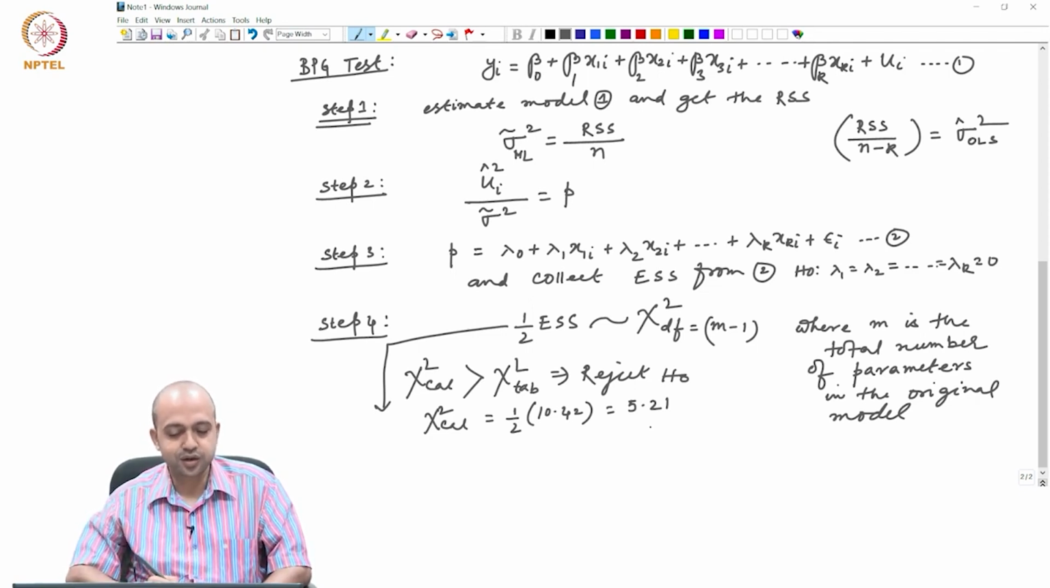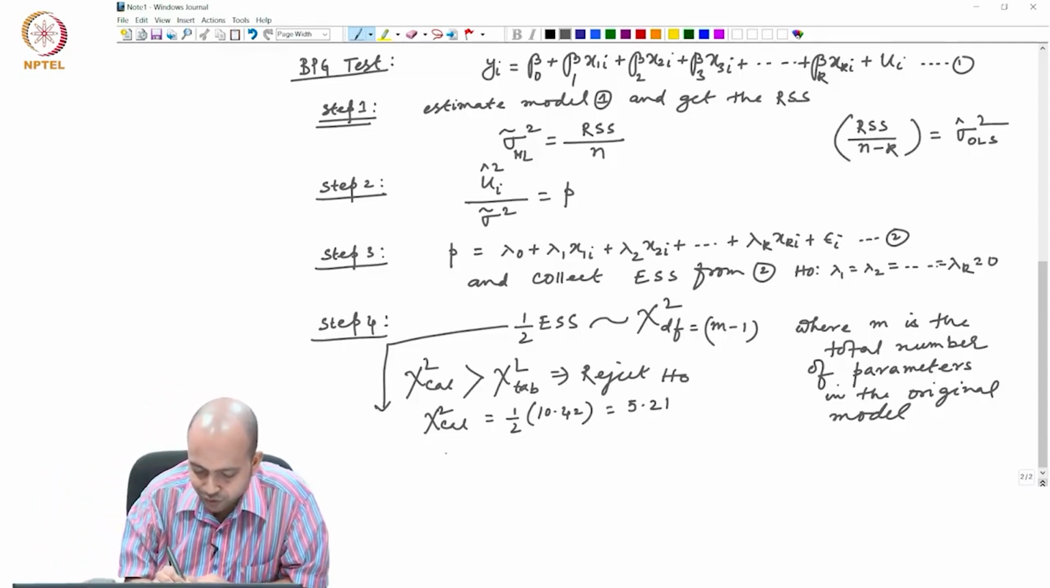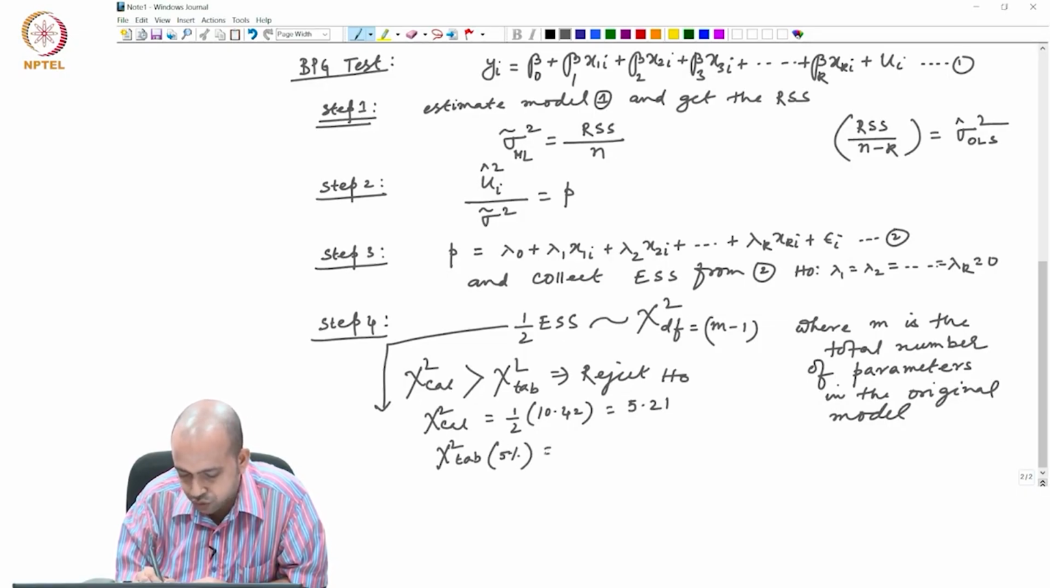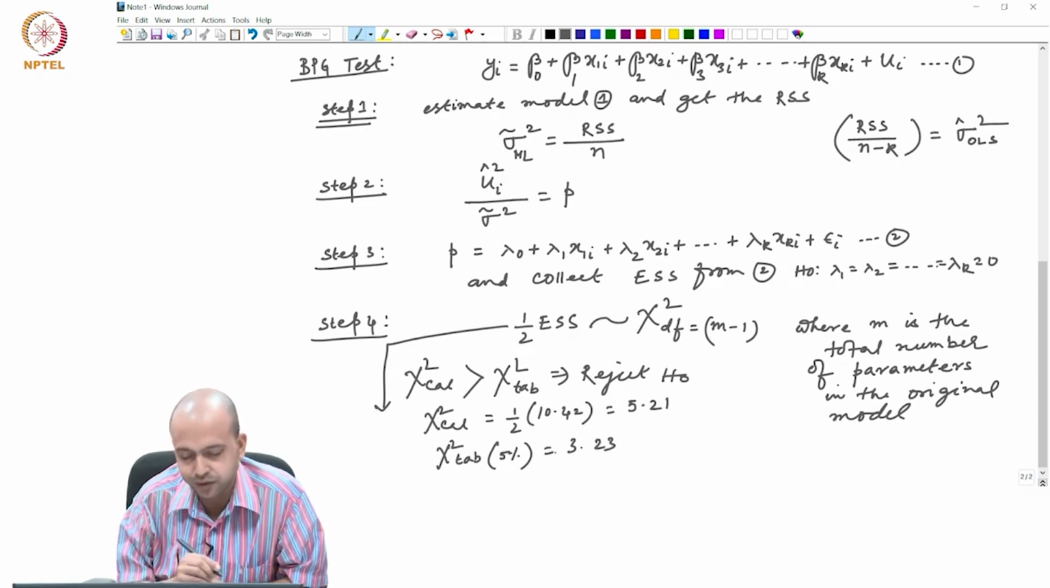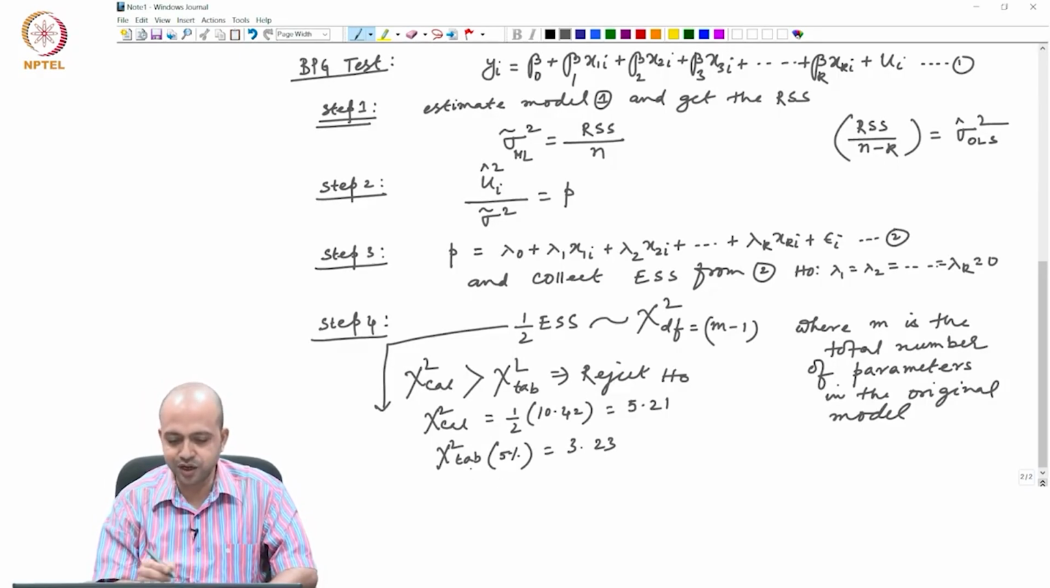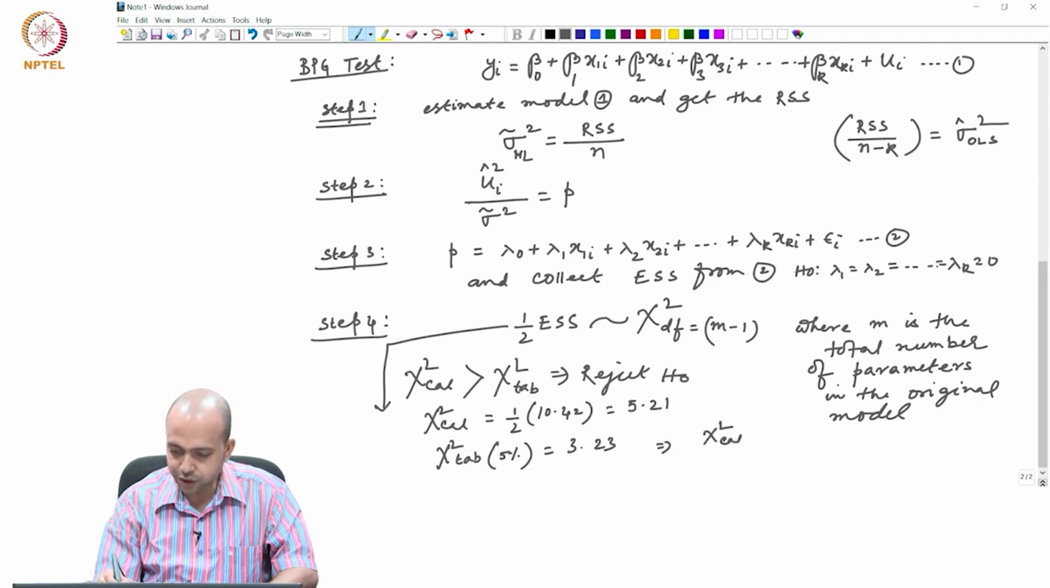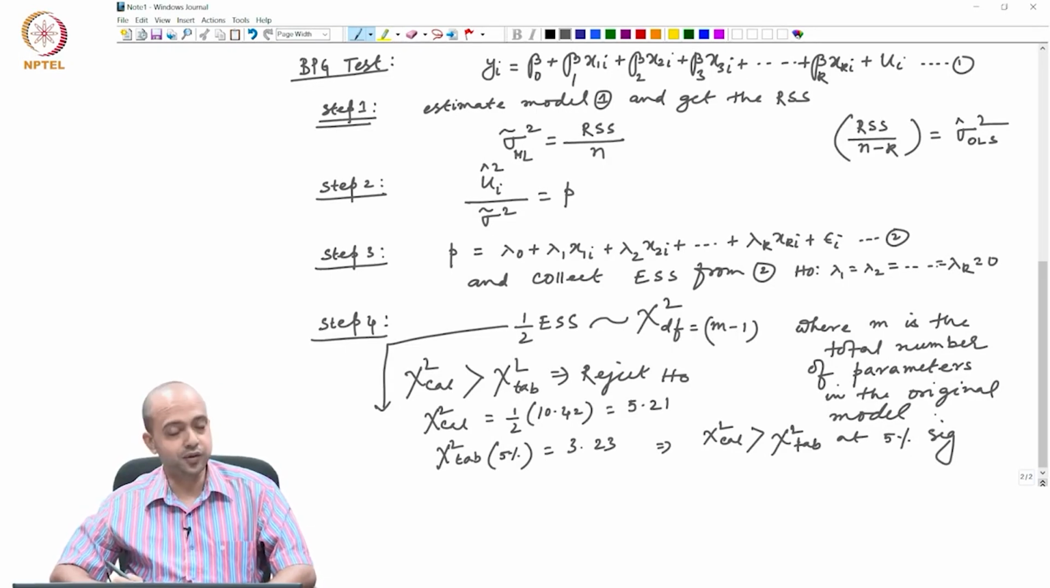Now, this calculated chi-square you have to check against the tabulated value. Chi-square tabulated at 5% level of significance is something around 3.23 or so. You can check the chi-square value with m minus 1 degrees of freedom. What is m here? m equals 2, so degrees of freedom would be 1, because in your original model you have only two parameters, the income coefficient and the constant term. This is 3.2, so you can reject your null. That means chi-square calculated is greater than chi-square tabulated at 5% significance. So, at 5% level of significance, you can say that your data is suffering from the heteroscedasticity problem.